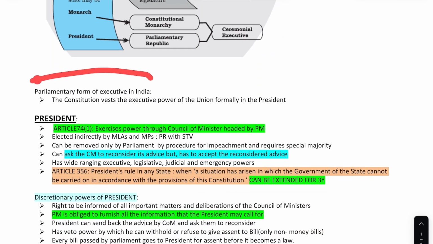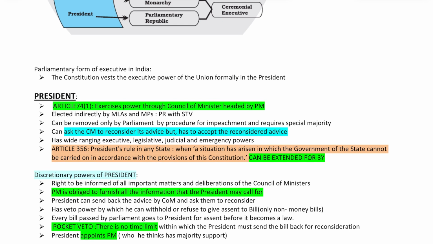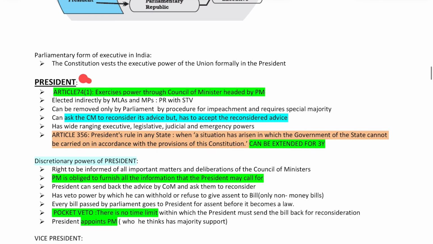So there is a parliamentary form of executive in India. India follows the parliamentary form of government. The constitution vests the executive power of the union formally in the president. So the president is the head of the state, whereas the prime minister is the head of the government. So all of the executive power is vested in the president by the constitution. Article 74 basically determines that the president exercises power through the Council of Ministers, which is headed by the PM.